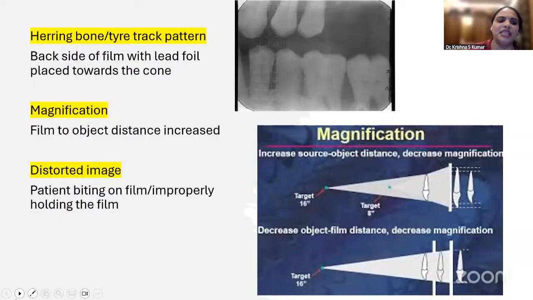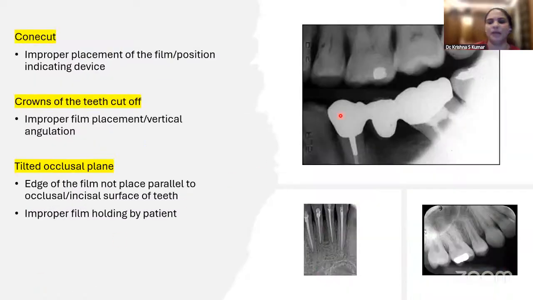Distorted image occurs due to movement of the film. Cone cut, other than improper development, may also be due to the incorrect placement of the film or the film indication, position indicating device. Crown of the teeth becomes cut off when there is elongation or improper film placement. 2 mm of occlusal clearance should be there.